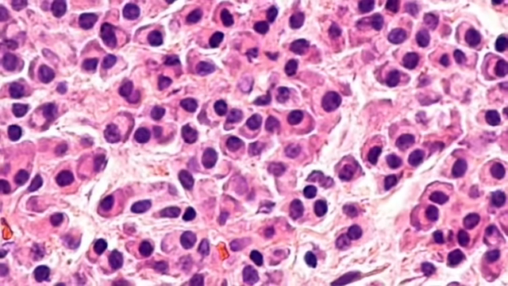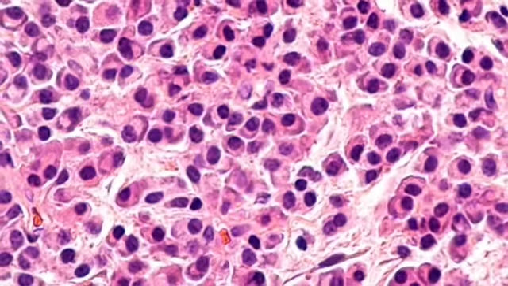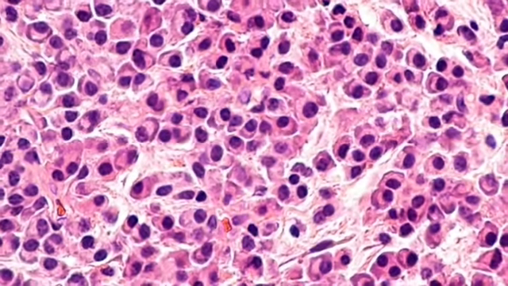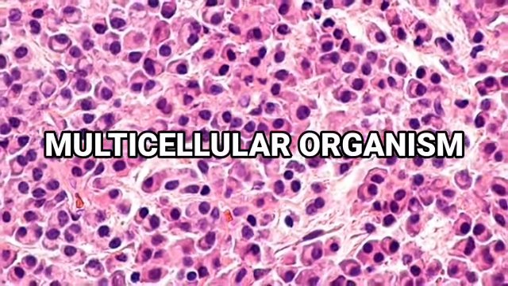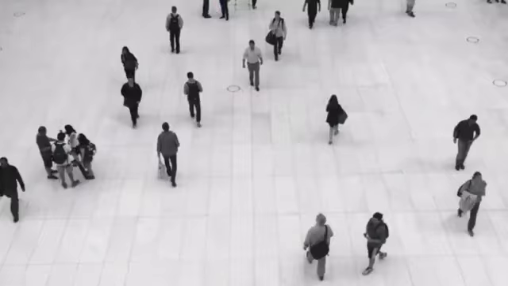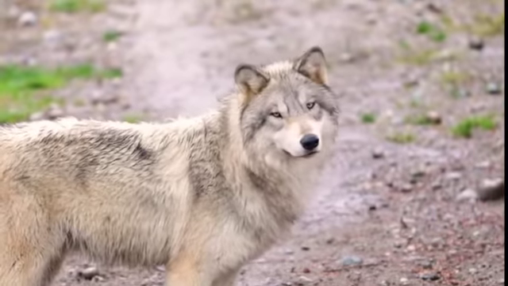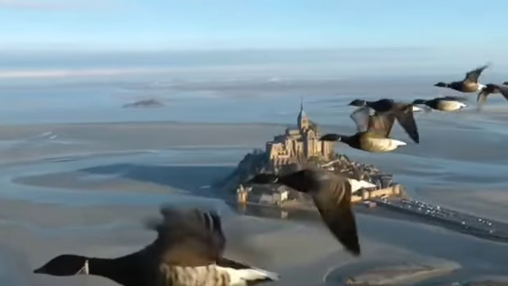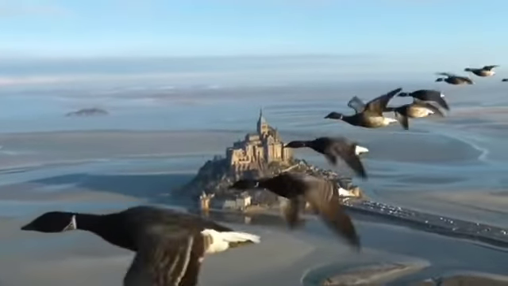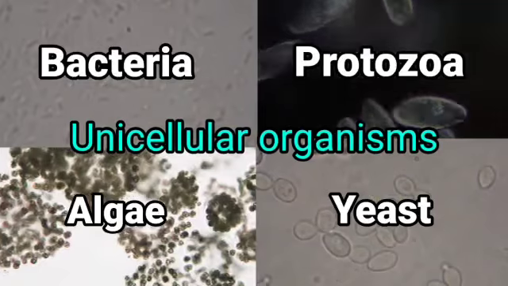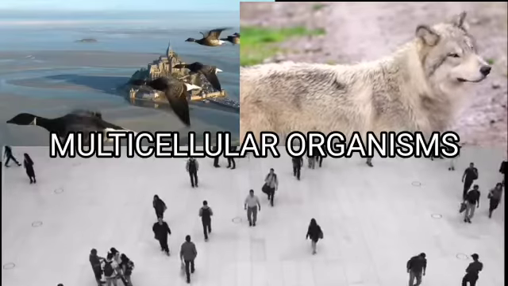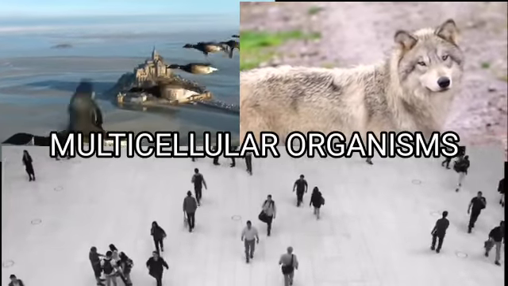But when an organism has multiple cells, it is known as a multicellular organism. For example, humans, animals, birds, etc. So, these were the two types of organisms, unicellular organisms and multicellular organisms.